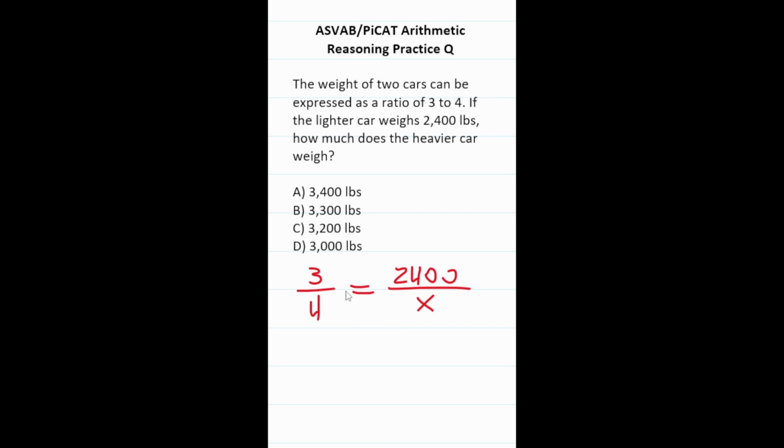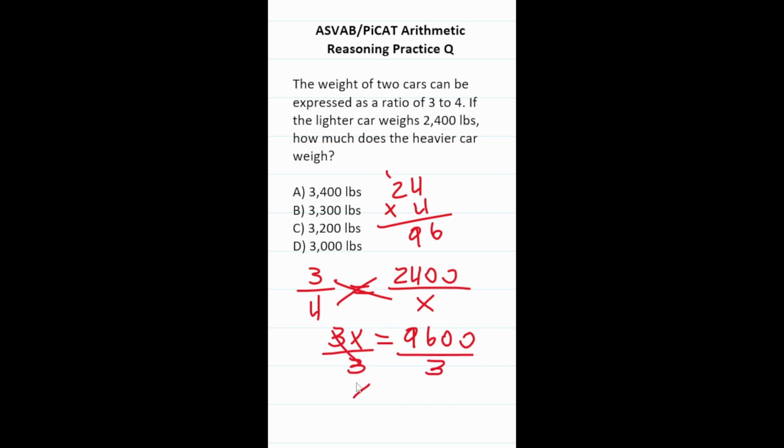So to solve this ratio, we're just going to use cross multiplication. This says 3x equals 4 times 2,400. If you can't do that mentally, do 24 times 4 off to the side. This is 16, carry a 1. That's 8, 9. So 4 times 2,400 is going to be 9,600. And divide both sides by 3 now to get x by itself. 9 divided by 3 is 3. 6 divided by 3 is 2. So the weight of the heavier car is C, 3,200 pounds.